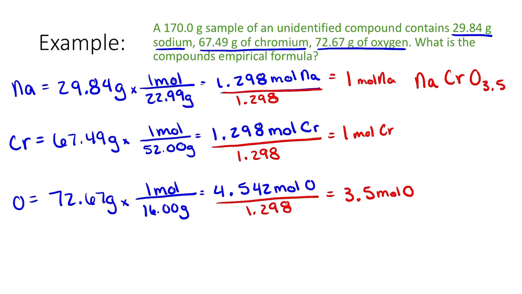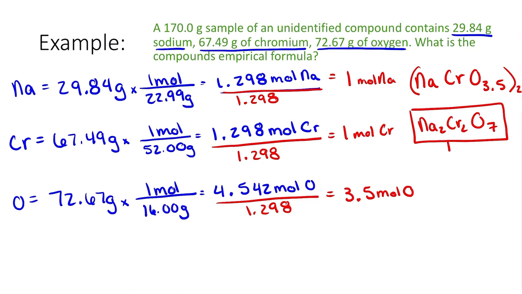And so what I want to do is multiply all of the subscripts in this empirical formula by something that is going to get me to a whole number for that oxygen. And in this case, because I have a 0.5, if I multiply all of these subscripts in this formula by 2, then I end up with Na2Cr2O7, and that gets me to that whole number. And here is my empirical formula.